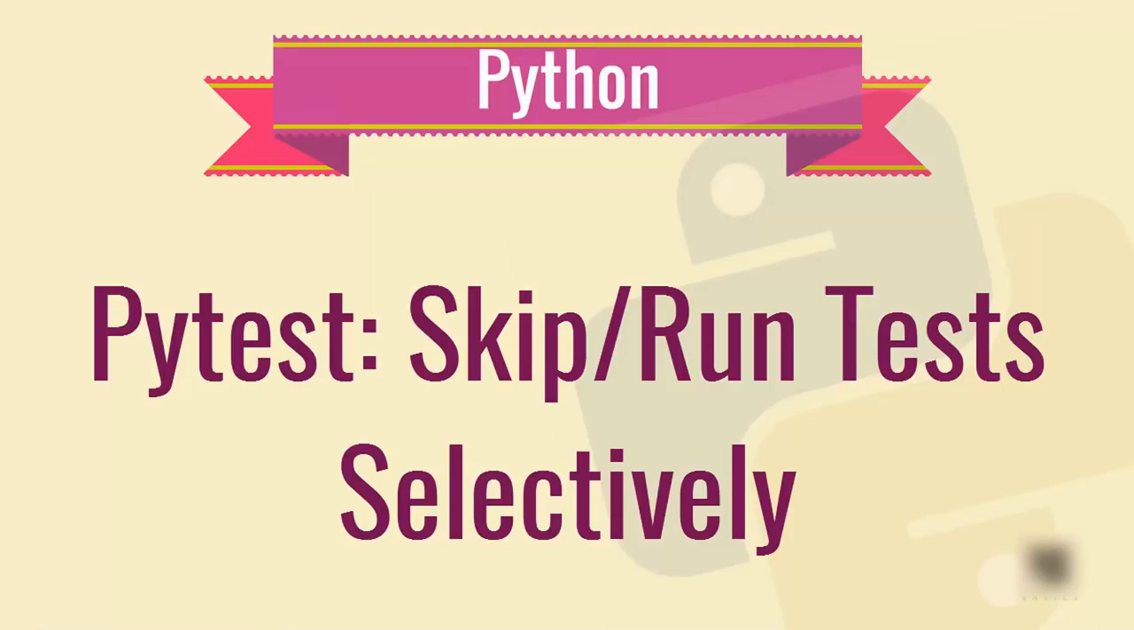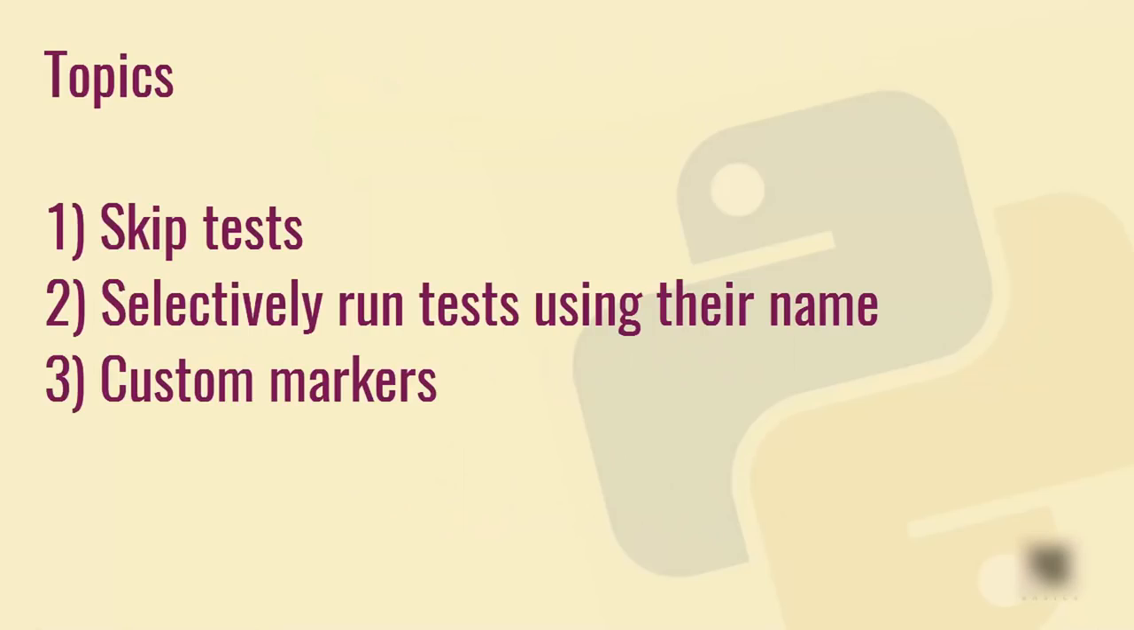I would say pause right now and go watch that tutorial before continuing on this one. In this tutorial, we are going to cover how to skip tests from running, also how to selectively run your tests using the name as an expression, and the third thing we are going to look at is custom markers.